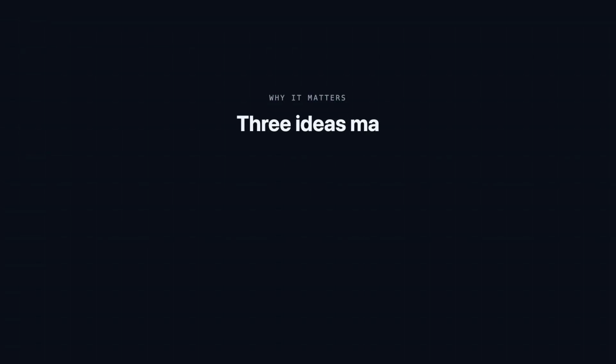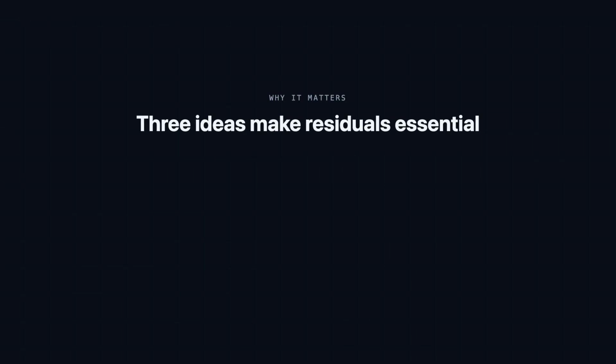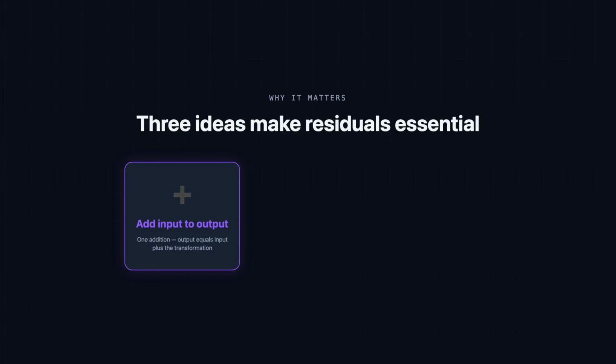Strip it all away and 3 ideas make residual connections essential. It adds a layer's input to its output. That's the entire mechanism, one addition, output equals input plus the transformation. Introduced by ResNet for vision, it now lives inside essentially every deep architecture, wrapping both sublayers of every transformer block.